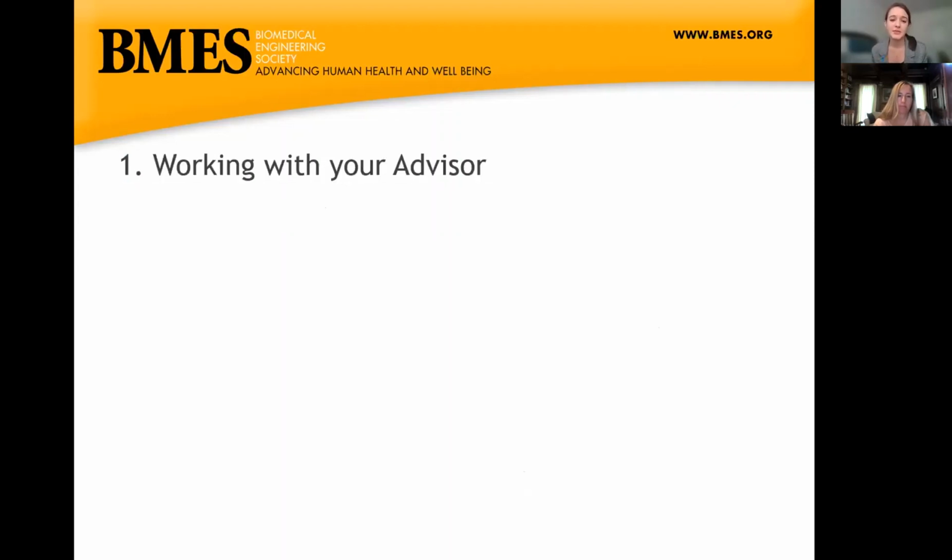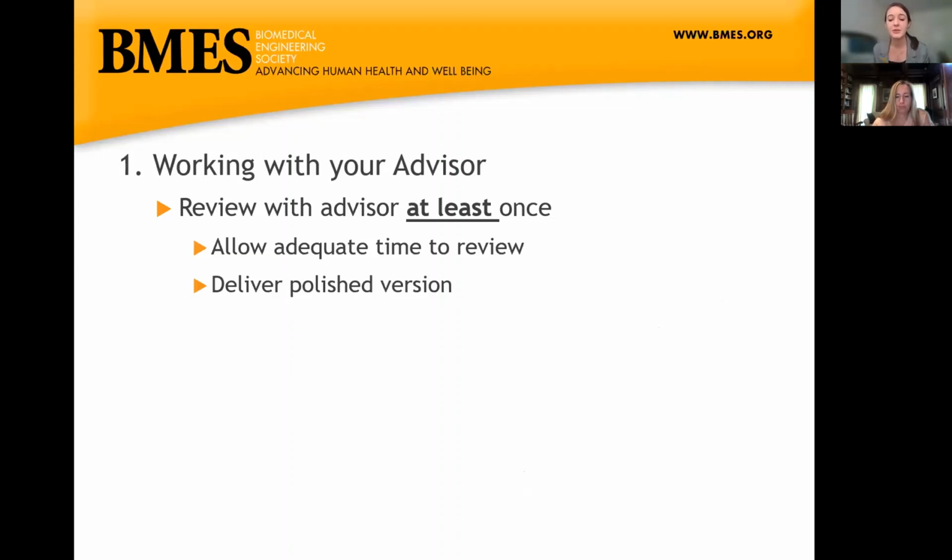The first one, working with your advisor. This is critical to achieving the best abstract possible. You should send your copy to your advisor at least once to review, giving them plenty of time to look this over. You can't send them a draft an hour before the deadline and expect them to give it their most careful review. They just won't have the time. And additionally, you don't really want to send your first draft. You want to read it a couple times, get input from your peers and maybe your lab mates, and make sure there are no minor grammar or formatting mistakes, since that's not what you want your advisor or the person you're working for to be editing.